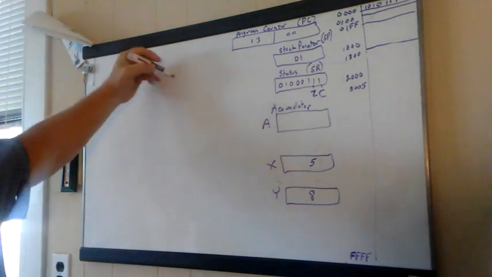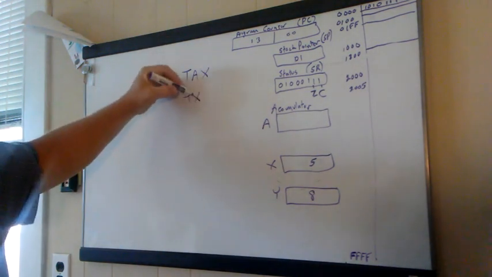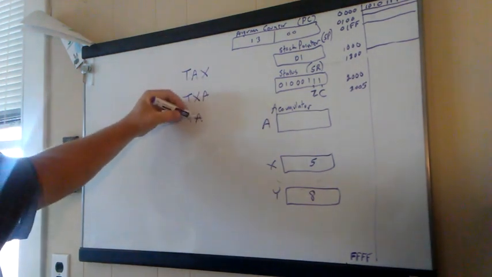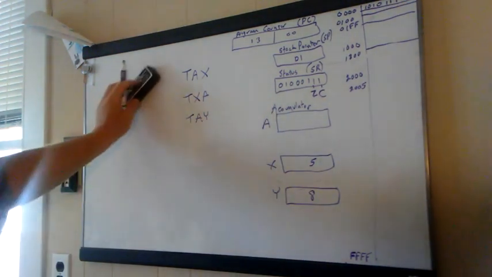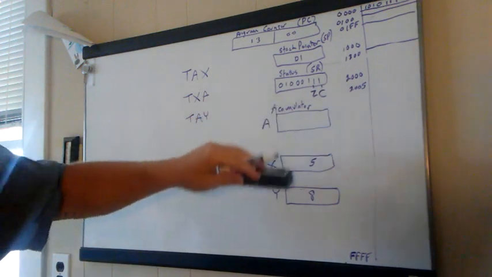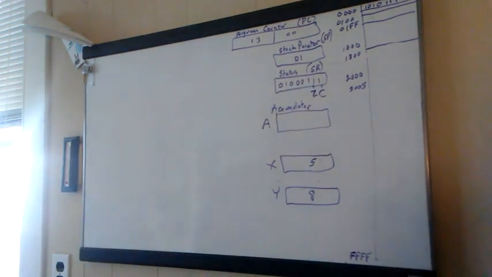Now, moving between the registers, you can do that. You can transfer from A to X, transfer from X to A, transfer from A to Y, etc. You can transfer between all three, which is just what it sounds like. You're just copying a value from one register to another.